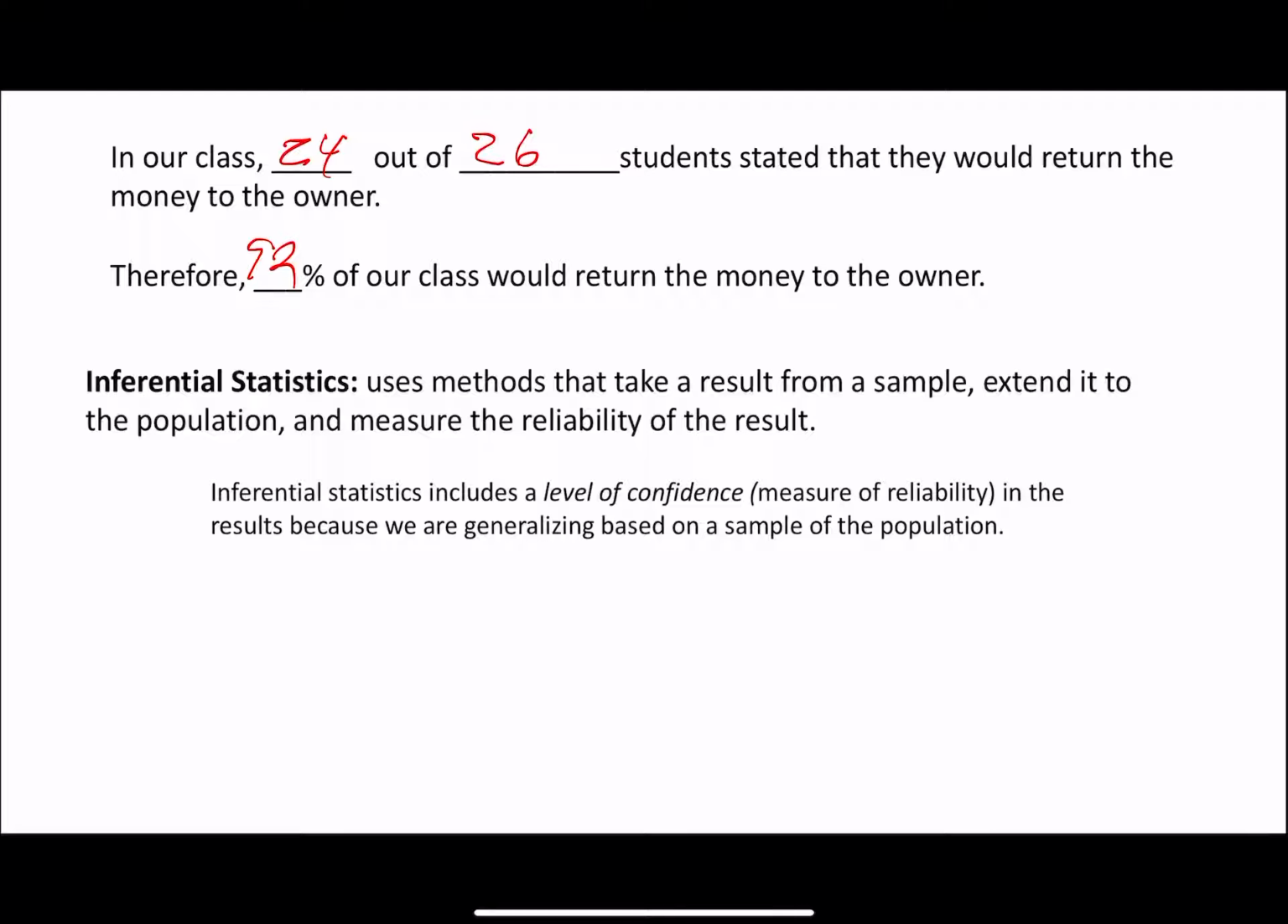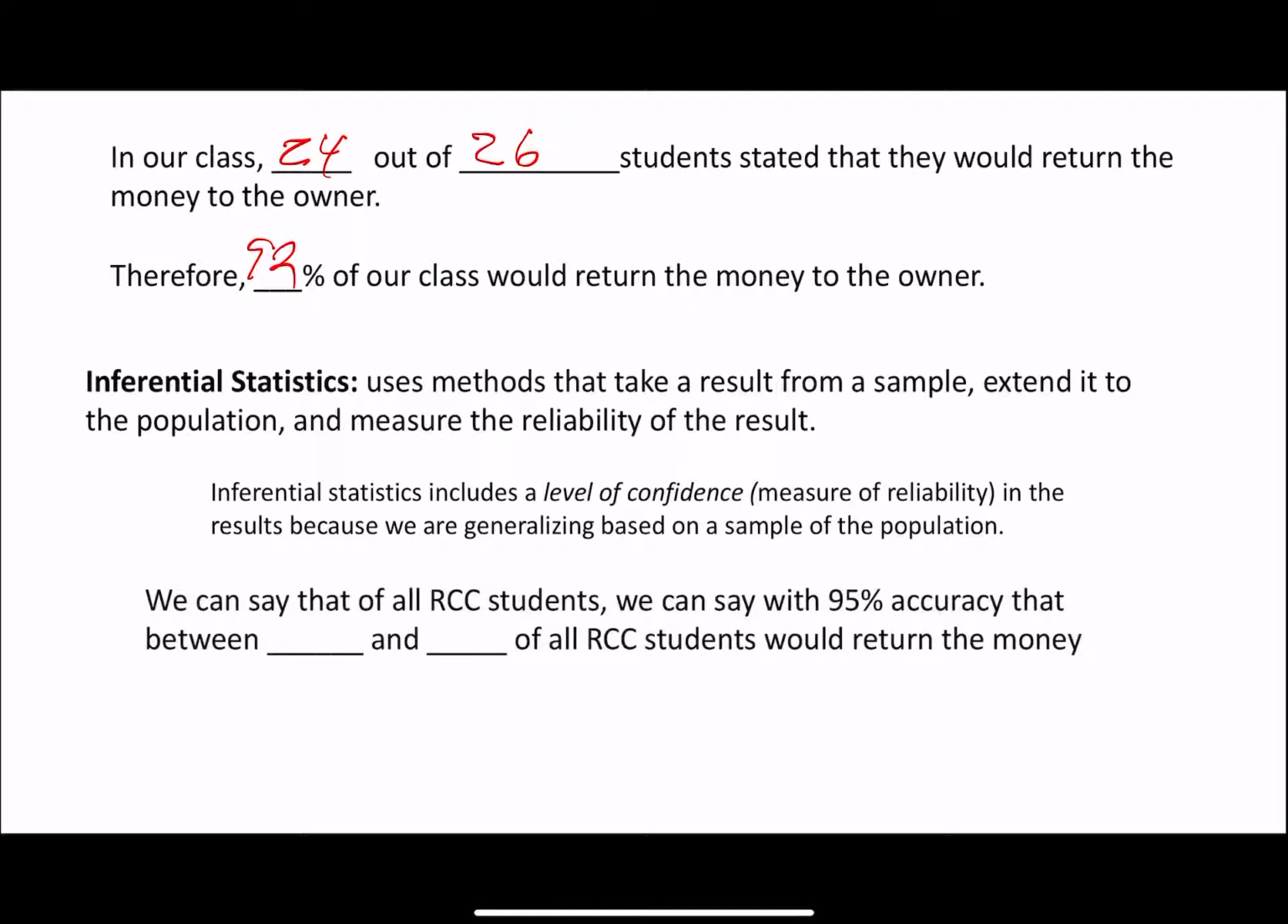So I could say, I am 95% sure, using the math that we have, I would find my level of confidence. I would be able to say I'm 95% sure that between 90 and 95% of the population of RCC students would return the money. So basically, I am taking what we got, our sample, and I'm applying it to all of RCC.